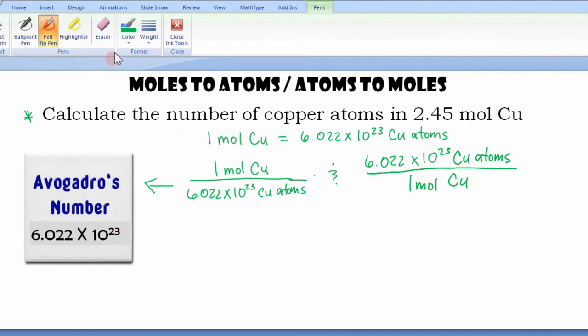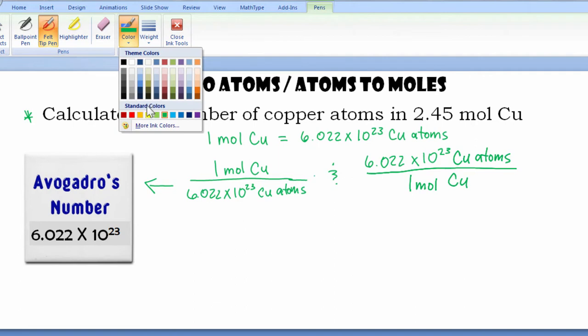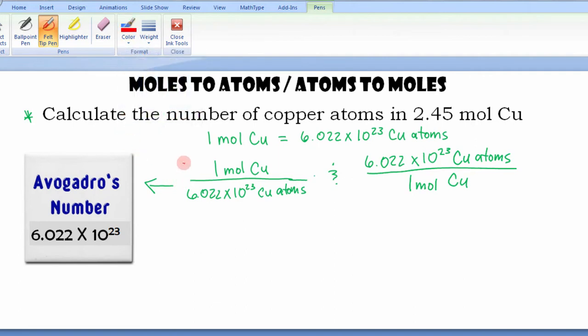We can get these two relationships from this one equation. So if we want to go from moles to atoms, we would use this because we need moles to cancel in the denominator. If we want to go from atoms to moles, we would use this one because copper atoms would cancel here in the denominator. So let's just work out this problem.